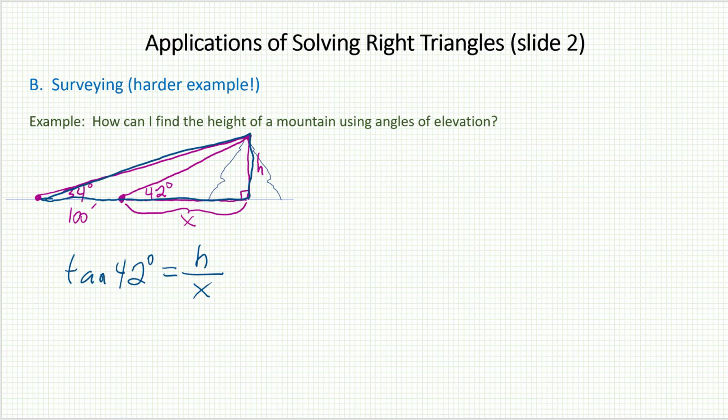Let's write a relationship for that right triangle. I would have tangent of 34 degrees. Let's see, what's the opposite in that blue triangle? The opposite would still be h. The adjacent would be this side right here. How long is that? Well, it's the x plus 100 more. It would be the total length of this side, so x plus 100.